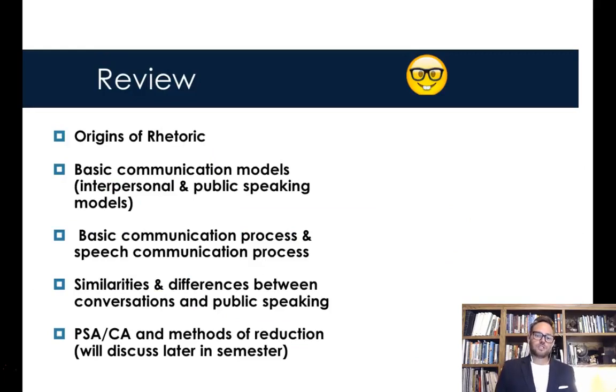So in this presentation, we looked at the origins of rhetoric, the basic communication models. We looked at the basic communication process. We looked at similarities and differences between conversations and public speaking. And we also looked at public speaking anxiety and communication apprehension, different methods we could use to reduce those anxious feelings. And again, this is something that I'll continue to speak on as we move through the semester, such as deep breathing, how to do a power pose, all of those things.